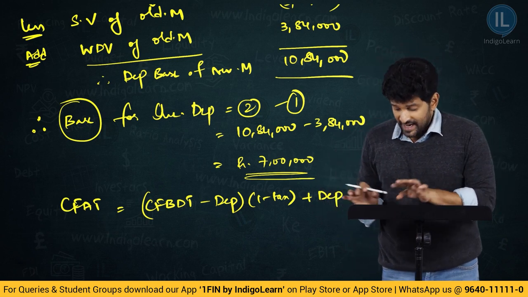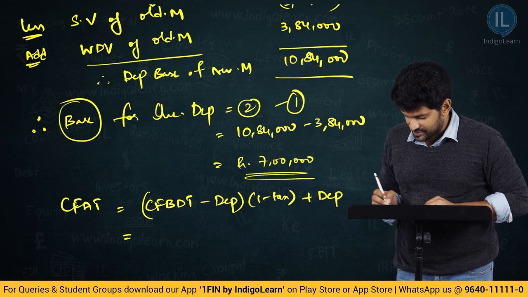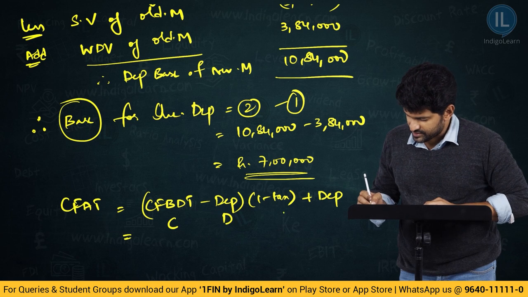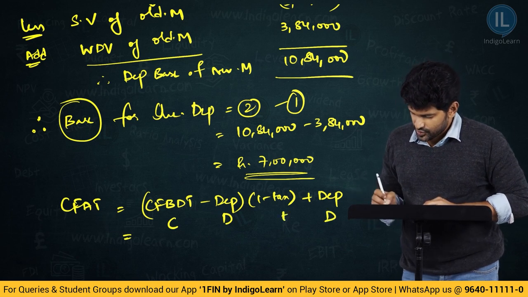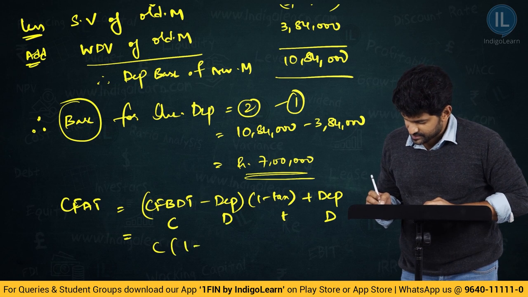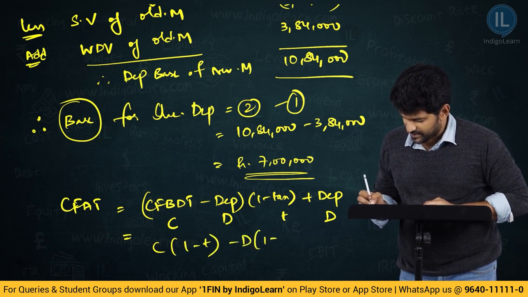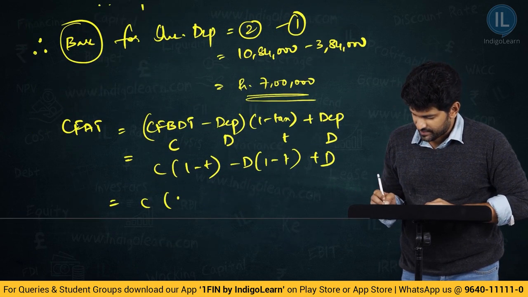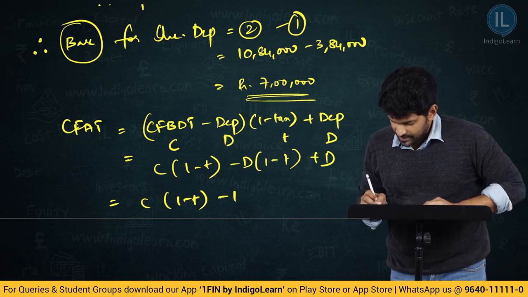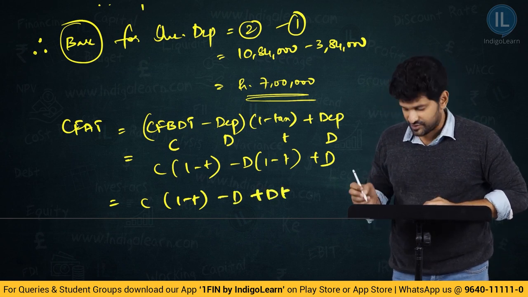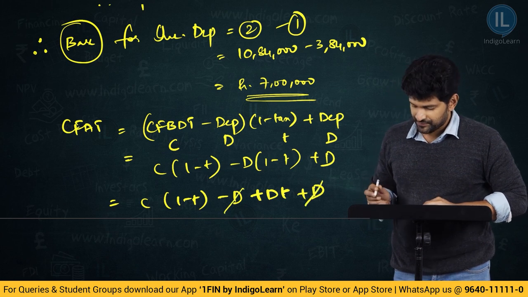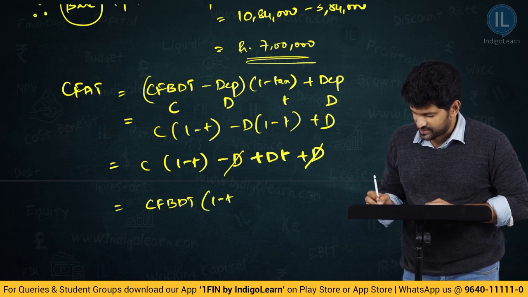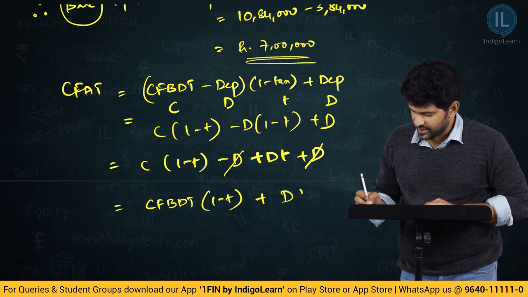Now, if you expand this equation, then what will you get finally? Let us call this C, let us call this D, and this T. So, C into 1 minus tax minus D into 1 minus tax plus depreciation. C into 1 minus tax minus D plus DT, minus into minus is plus, plus D. These two get cancelled. Therefore, CFAT can be written as CFBDT into 1 minus tax plus depreciation into tax.